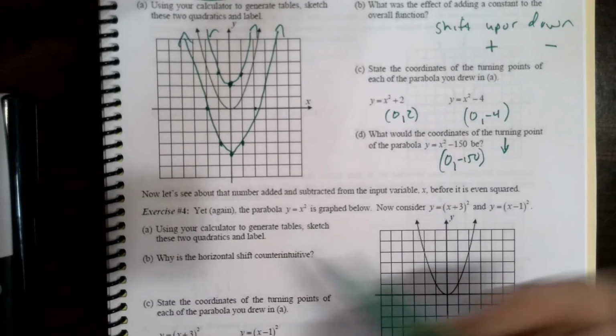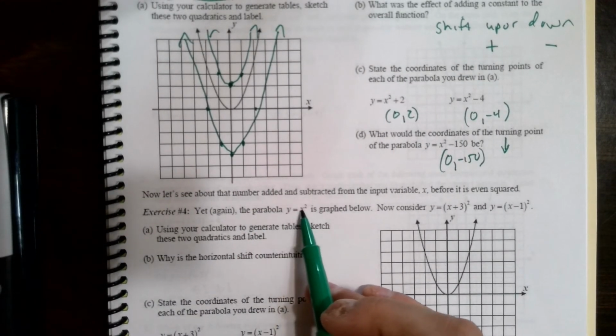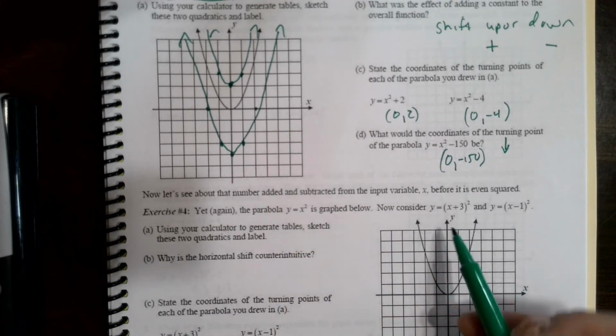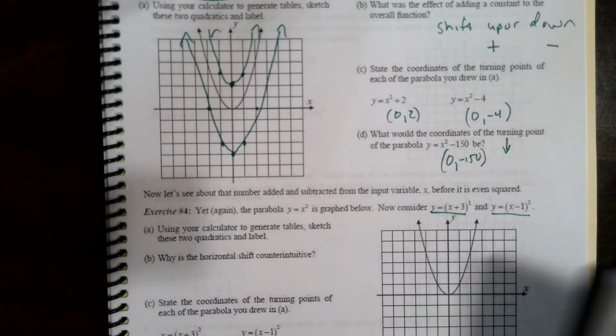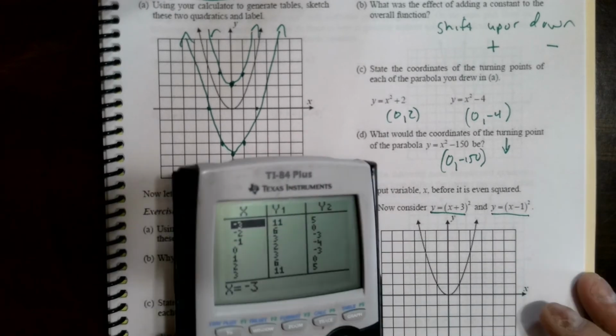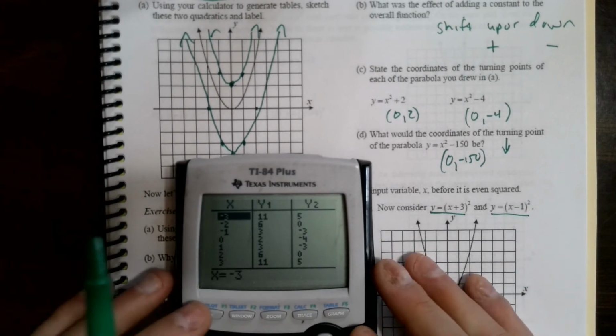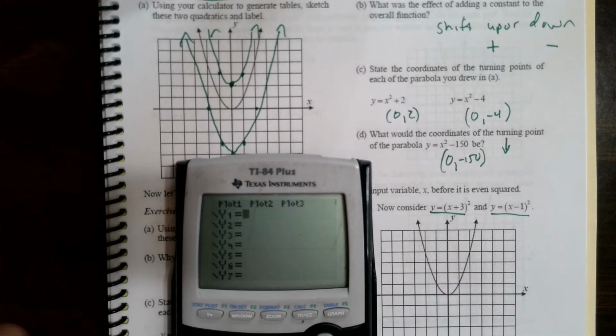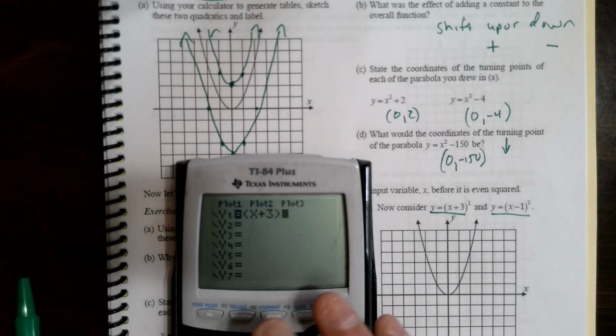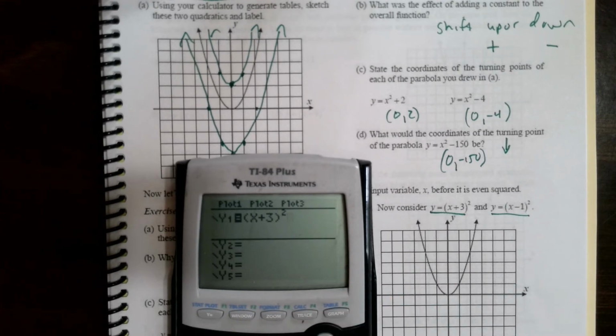Yet again, here we got parabola y equals x squared, graph below, and then we got these two considered here. Okay? So the first thing I'm going to do is put the first function in. And so I'm going to have x plus 3, and I'm going to square it. And we're going to look at the graph and see what happens.